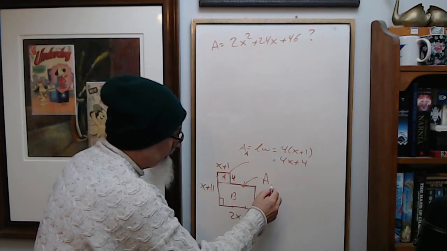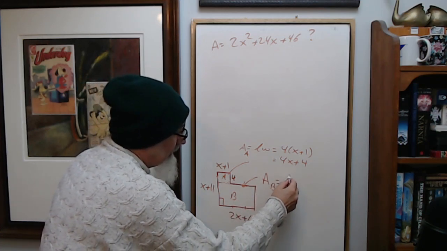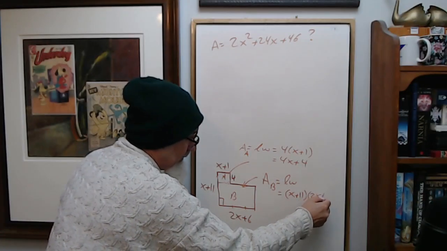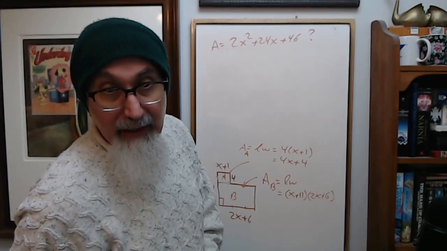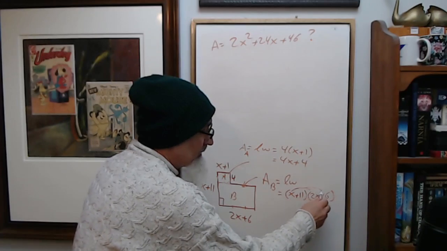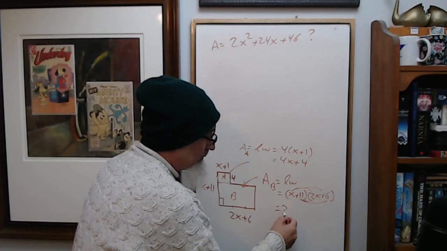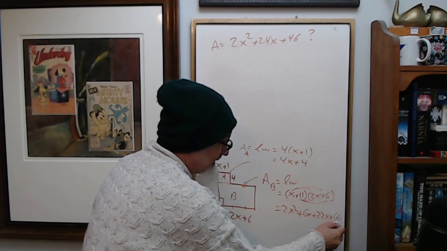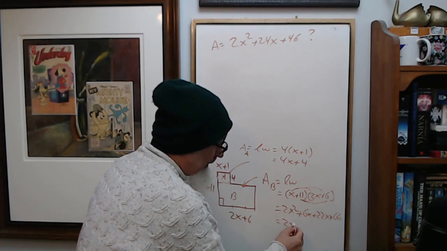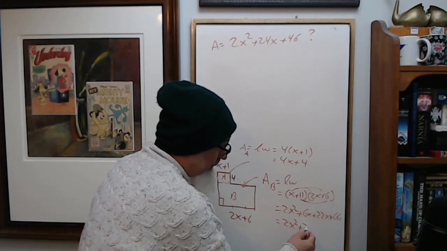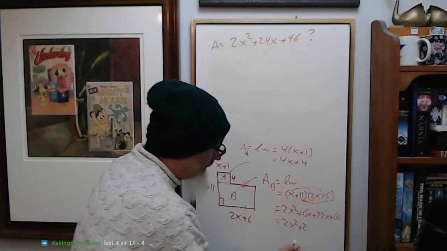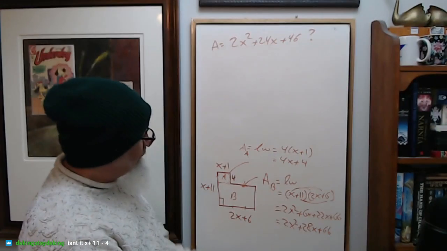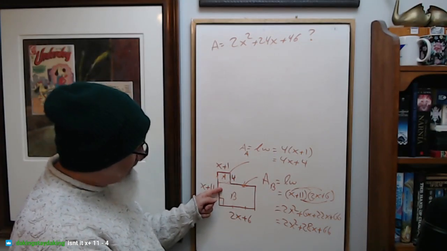So area of B is going to be length times width again, which is x plus 11 times 2x plus 6. And then we've got to FOIL this out, right? So this times this, this times this, this times this, this times this. So this becomes 2x squared plus 6x plus 22x plus 66. So this is 2x squared plus 28x plus 66.